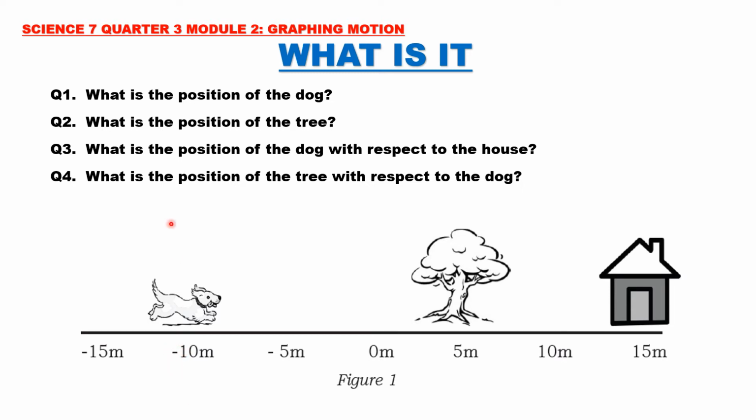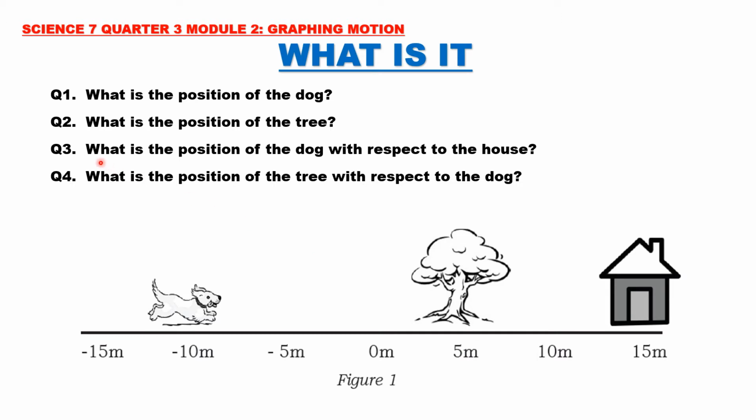Next, Q number 2, what is the position of the tree? Here we have the tree, and the tree is located 5 meters. Since the number has a positive sign, it means that the tree is located 5 meters to the right.